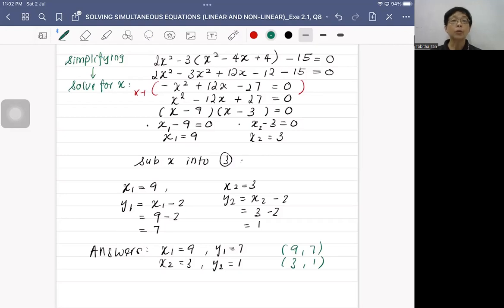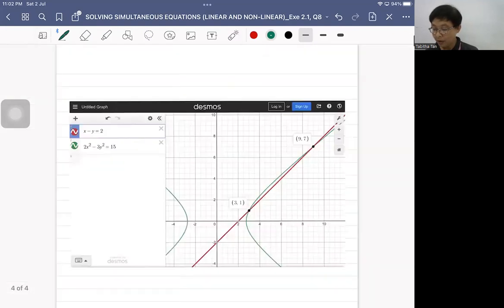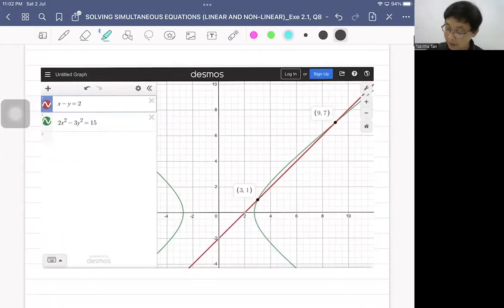The solution simply means the intersection points of these two graphs. Let's go. 1, 2, 3. Do we get 9, 7? There we go. Yes, we got 9, 7. And the second intersection, we got as 3, 1. Let me highlight the point of intersection. And that's it. Congratulations. You have successfully acquired both accurate answers.